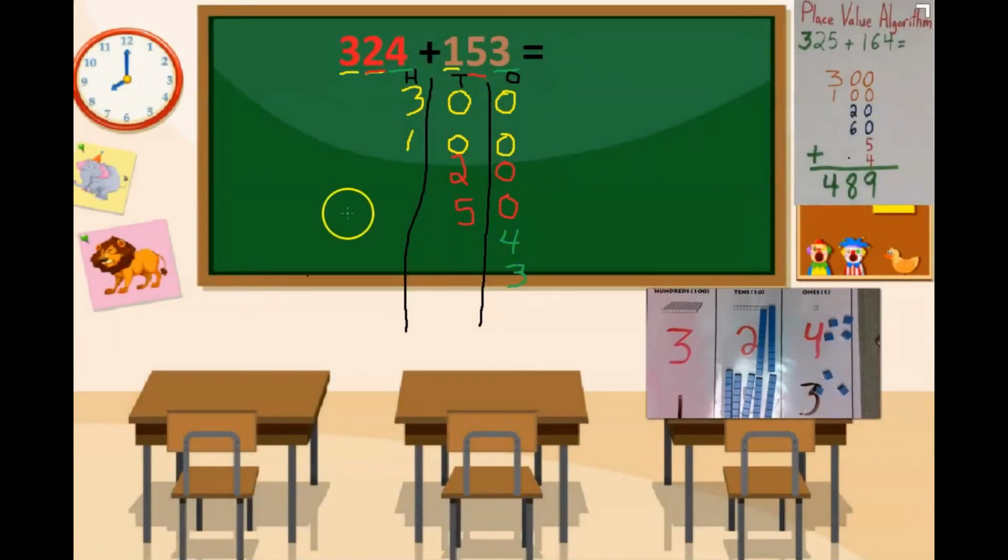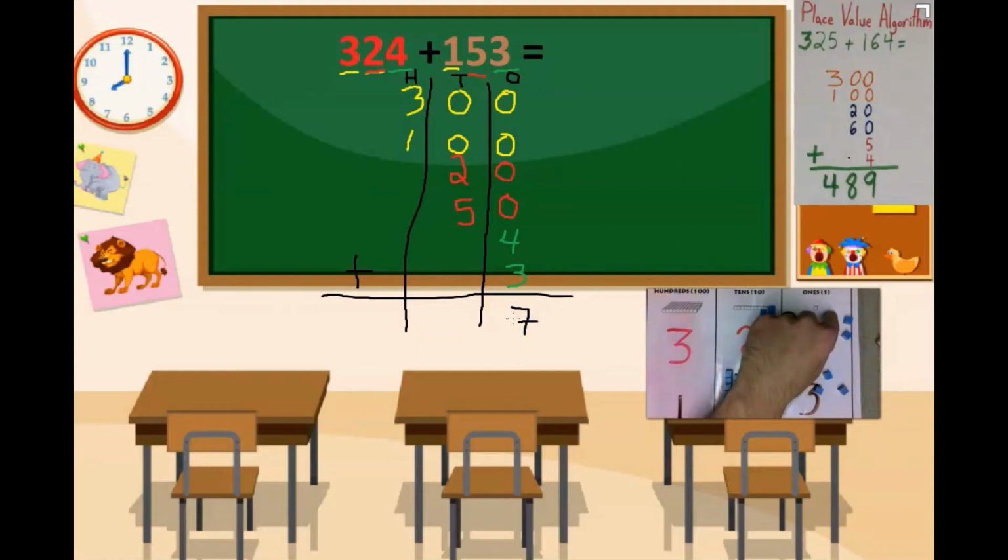Now we're ready to add everything up. My line, which means equals. Ones place value: all these zeros plus 4 is 4. And 4 plus 3 is 7. If you wanted to double check, you can count your blocks. 1, 2, 3, 4, 5, 6, 7.